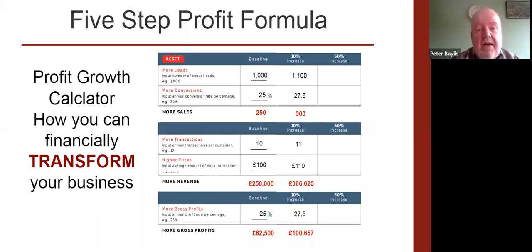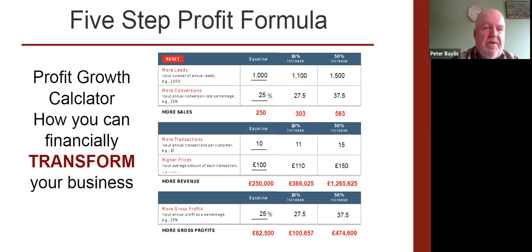So if we went beyond that and started looking at a 50% increase, then we get 1,500 leads, we get 37.5% conversions, giving sales of 563, transactions 15. Higher price is £150, giving a revenue of over £1 million, with a gross profit of nearly £500,000. So you can see that it's not a straight arithmetical sort of conversation we're having here.